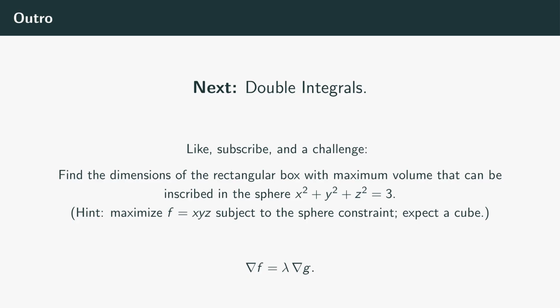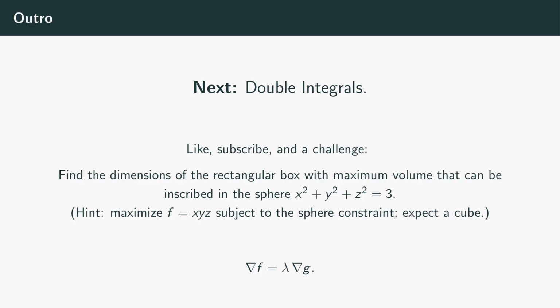Find the dimensions of the rectangular box of maximum volume that can be inscribed in the sphere x squared plus y squared plus z squared equals 3. Set up f of x, y, z equals xyz as the volume of the box with corner at x, y, z in the first octant. The full box has corners at plus or minus x, plus or minus y, plus or minus z, so its volume is 8xyz, but the multiplier analysis is the same. Constraint: x squared plus y squared plus z squared equals 3. You should find a cube.